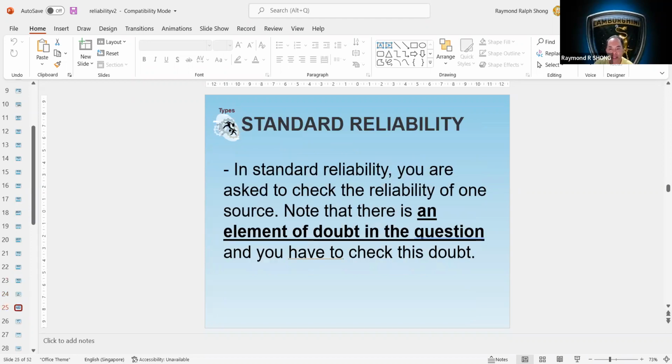In standard reliability questions, you are asked to check the reliability of one source. Note that there is an element of doubt in the question, and you have to check this doubt. You see? So reliability is to check the doubt. Can you prove, not prove? Surprise, no surprise, things like that, all right?